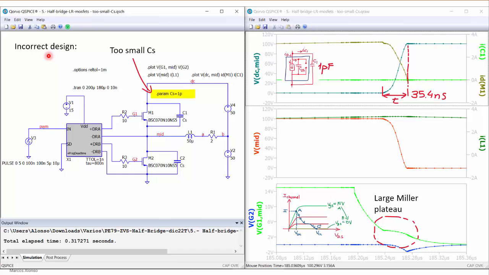And here we have another example of an incorrect design in which we are using a too small external capacitance CS. In this case we have selected CS equal to 1 picofarad, so it's almost like having no external capacitance in parallel with the switch. And then we can see here how the current which is entering the switch, the drain current, which includes the channel current and the current through the parasitic capacitance of the switch, CDS, is decreasing in this way, and the voltage across the switch is increasing like this. So we have an interval in which we have a high current and high voltage together, so the losses are going to be higher.